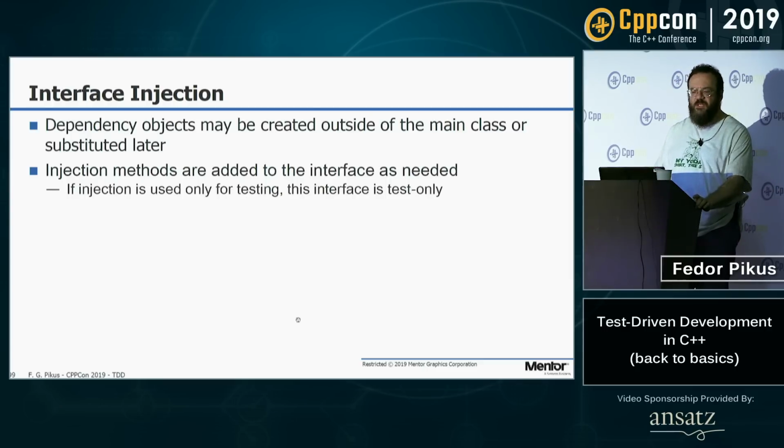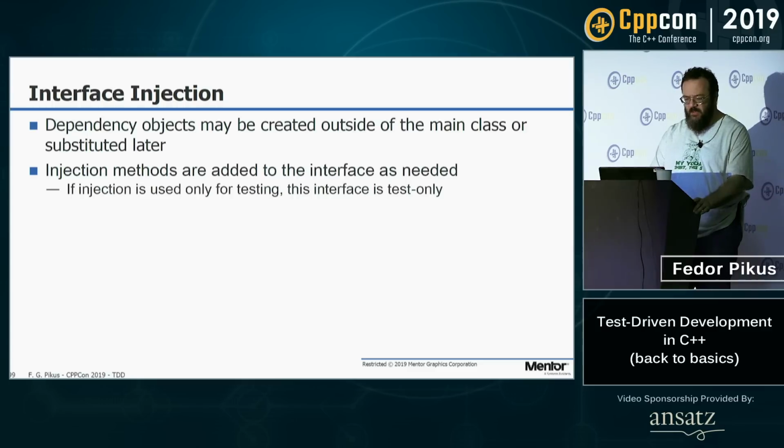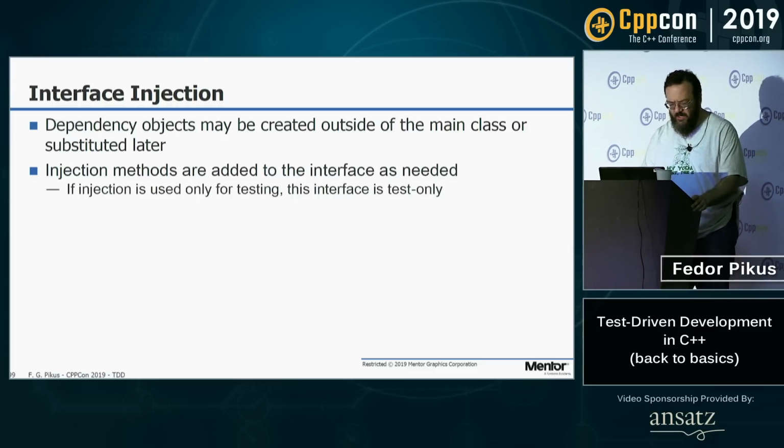If the injection methods are only used for testing, it's a test-only interface. If you actually decide to design with inversion of control, then that becomes your primary interface. That's how your injector code gives the inverted control to the former owner of the dependencies, who is now not an owner anymore, just a client.